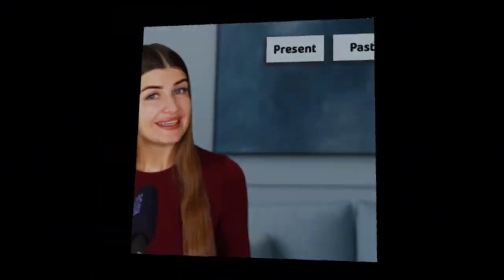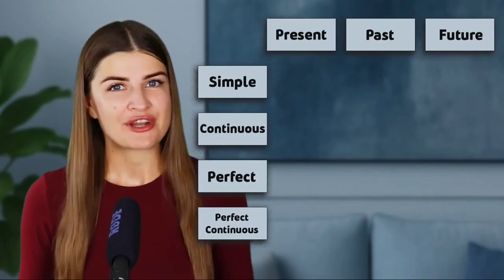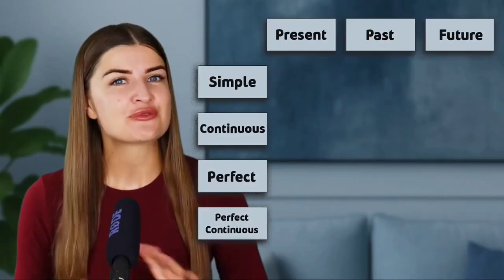There are just 3 main times we talk about: the present, the past, and the future. Each of these times has 4 different ways we can use them. These are simple, continuous, also called progressive, perfect, and perfect continuous. Don't worry, we'll break them down step by step to make it really easy.